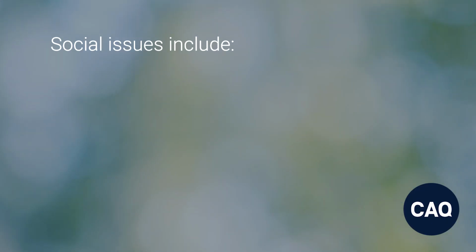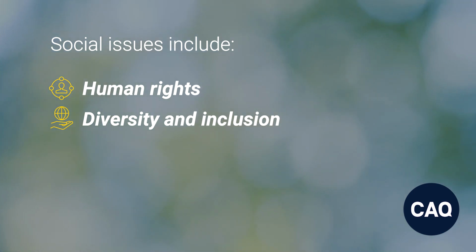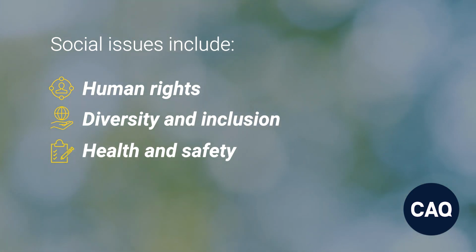The S refers to social matters and examines how an organization manages relationships with employees, suppliers, customers, and the communities where it operates. Social issues range from human rights to diversity and inclusion to other responsible business practices such as health and safety. Lastly, the G stands for governance.